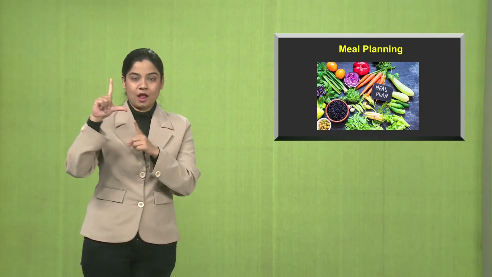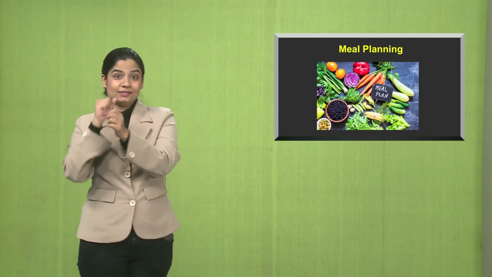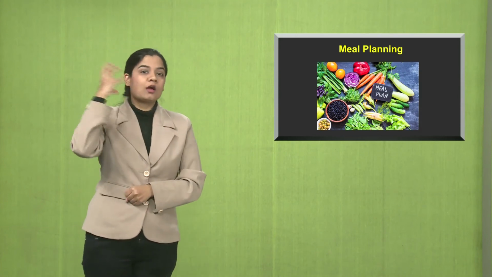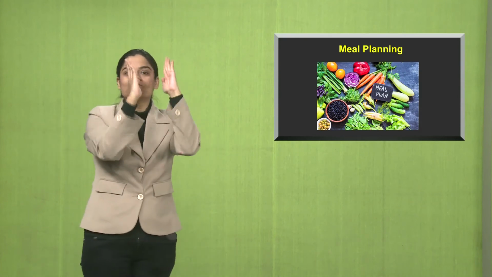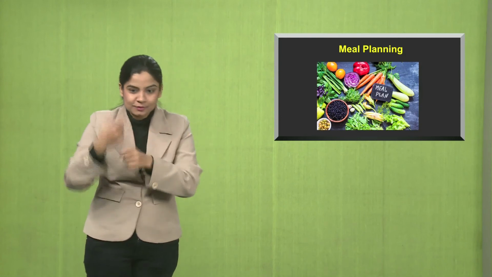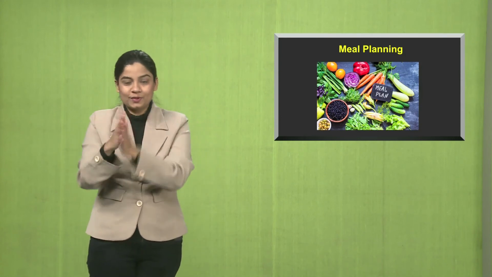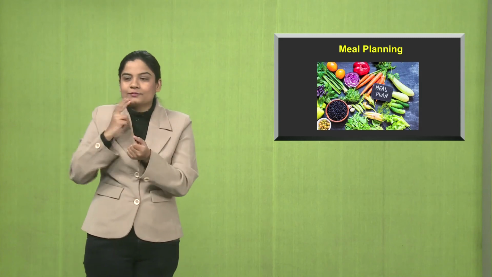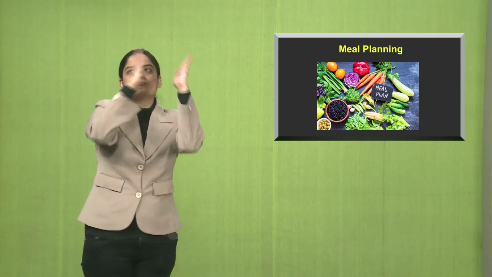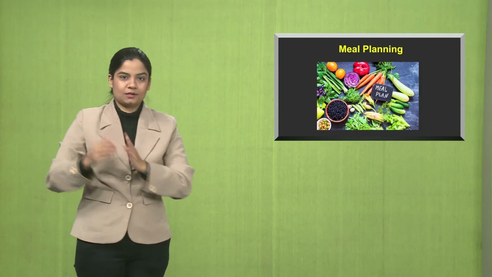Meal planning. Meal planning means choosing foods that are helpful for controlling your body, like breakfast, lunch and dinner. Different kinds of food are taken in at different types of time. That's called meal planning.